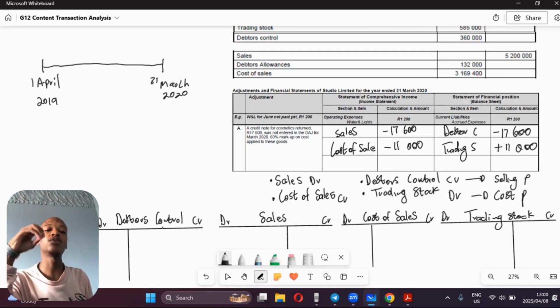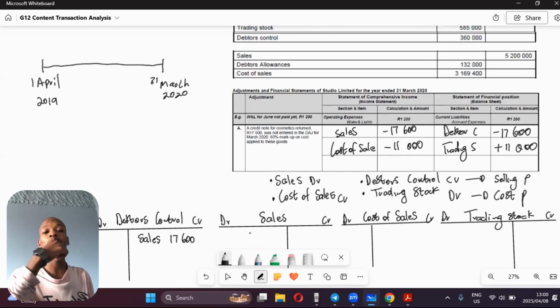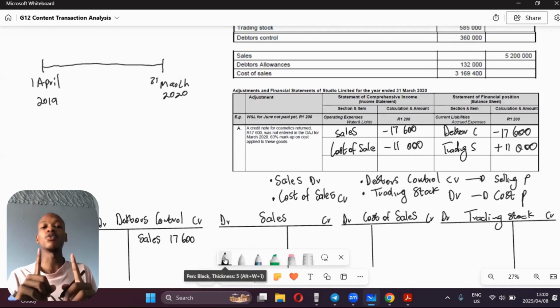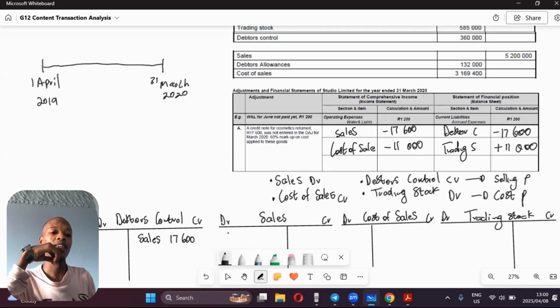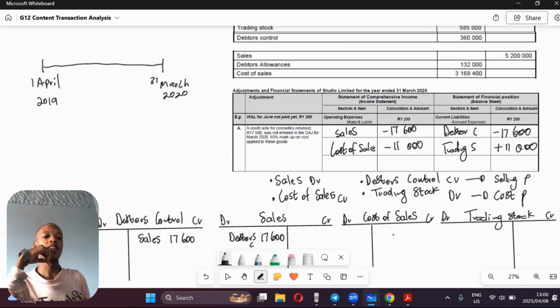So which account is going to credit debtors control? It's sales, because we sold on credit. So the debt was because of sales. So that is why it's going to be credited by sales. And then how much? 17,600. And then double entry applies. If debtors control is credited by sales, that means sales should be debited by debtors control. Debtors control. And then how much? 17,600 again.